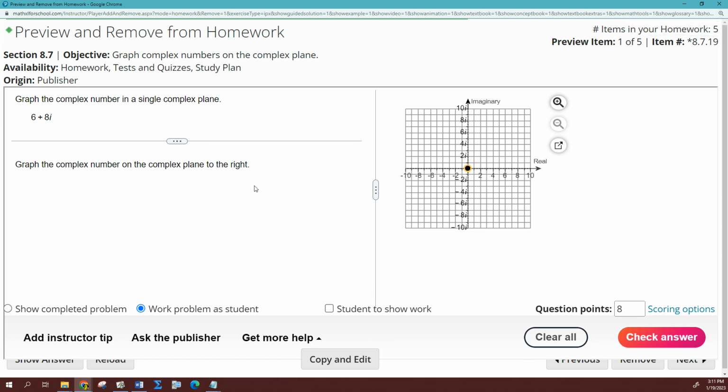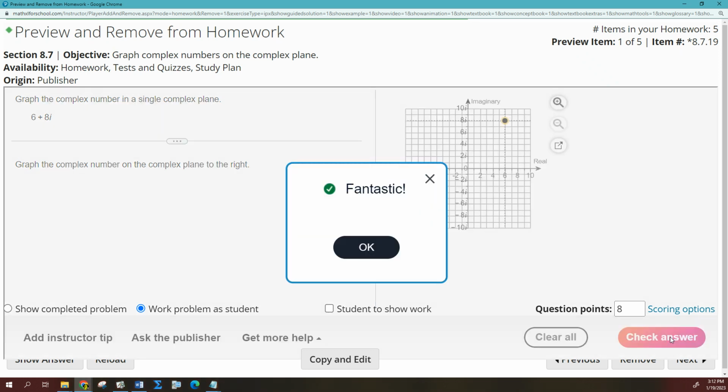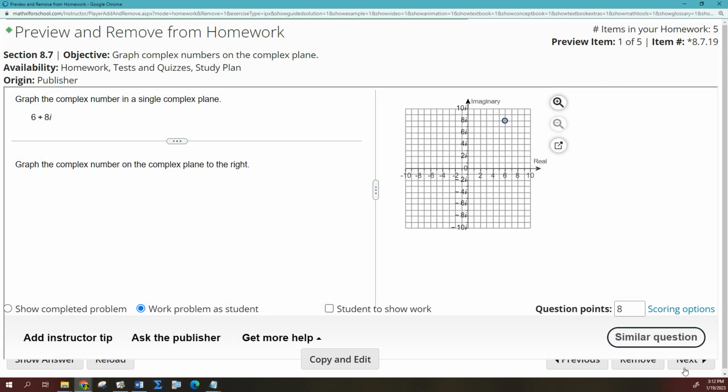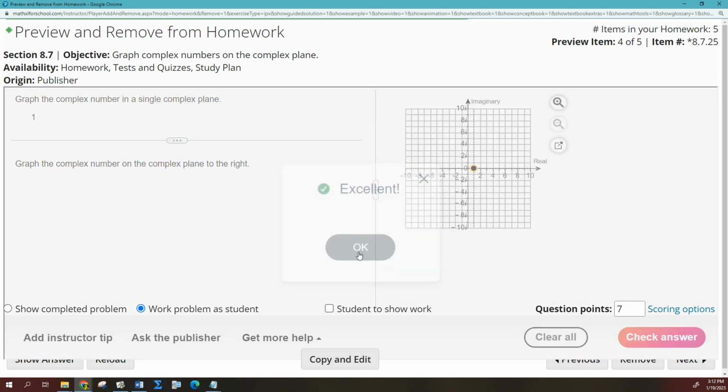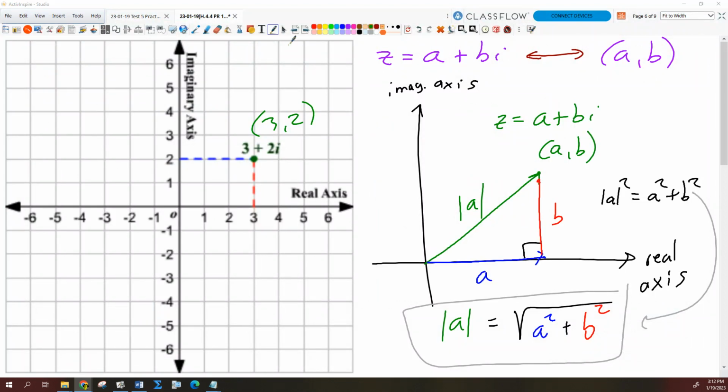Okay, so how about this one? All you're supposed to do is just plot that point in the complex plane. What would the coordinates be? So over 6, up 8, right there. Done. Easy, right? Okay, what would those coordinates be? -5, -6. How about those? 0, 6. Yep. Okay, how about those? 1, 0. There you go. Easy. Okay, that's that stuff.